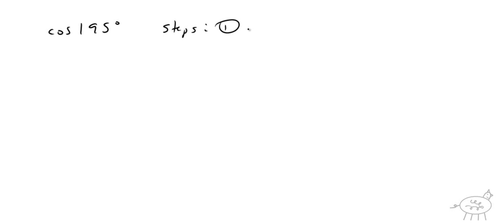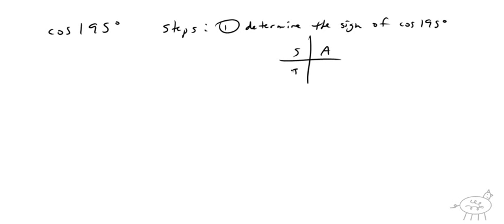The first step is you want to determine the sign of the cosine of 195 degrees. All right, and that's going to be using our All Students Take Calculus. So 195 is down here. So do you guys agree it's negative? Okay, that's the first step.